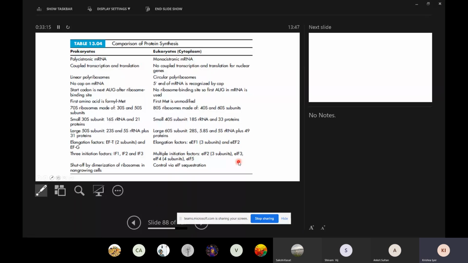So just to summarize very quickly, in prokaryotes, if you remember, transcription and translation can occur at one time.